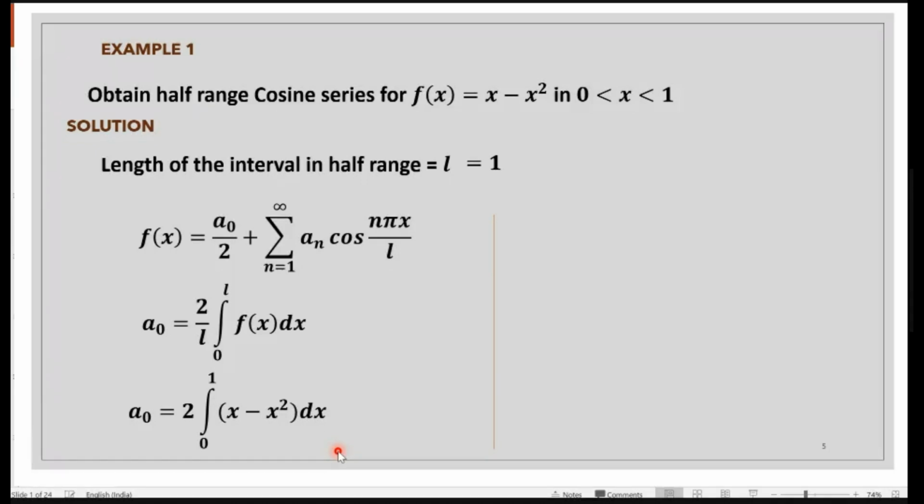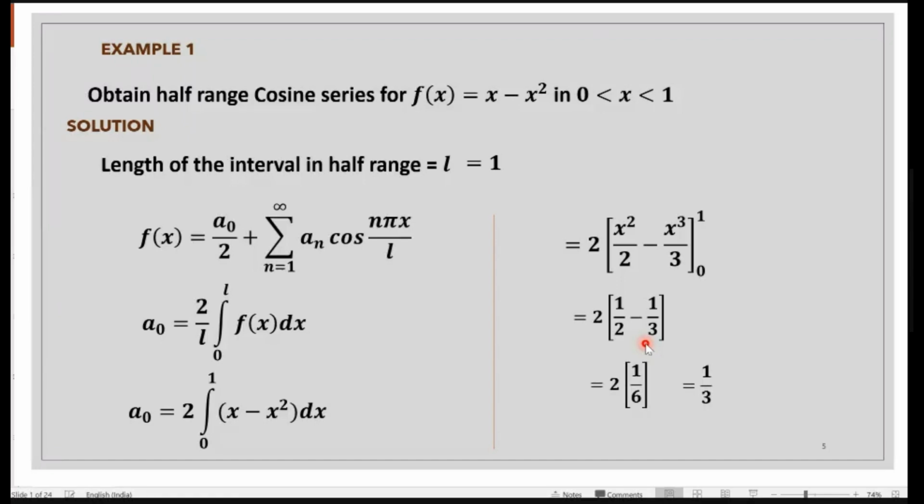Okay, let's check. The integration of x is x square by 2, the integration of x square is x cube by 3, between the limits 0 and 1. When I apply the upper limit, we will have 2 into (1/2 minus 1/3). The lower limit will become 0 because both functions have x. If we take the LCM, we will get (3 minus 2) upon 6, that is 1 upon 6, or that is equal to 1 upon 3. Correct. So a0 is equal to 1/3.